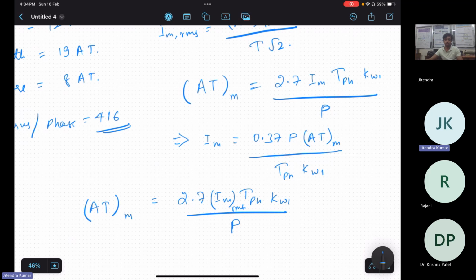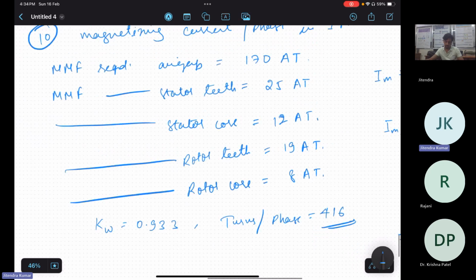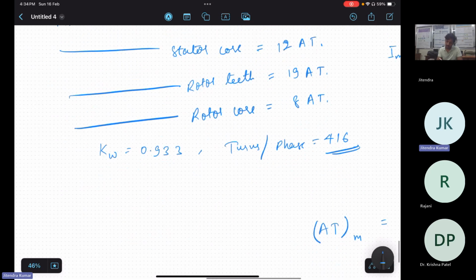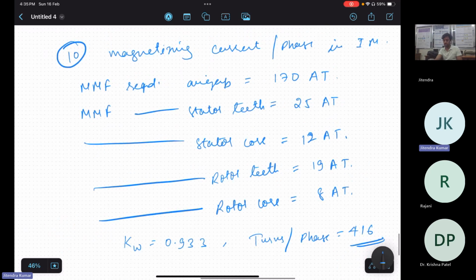So now let's go back to the calculation of this particular problem. First we can calculate total MMF required in the machine. That is, we have to calculate all the MMF. We can add individually.